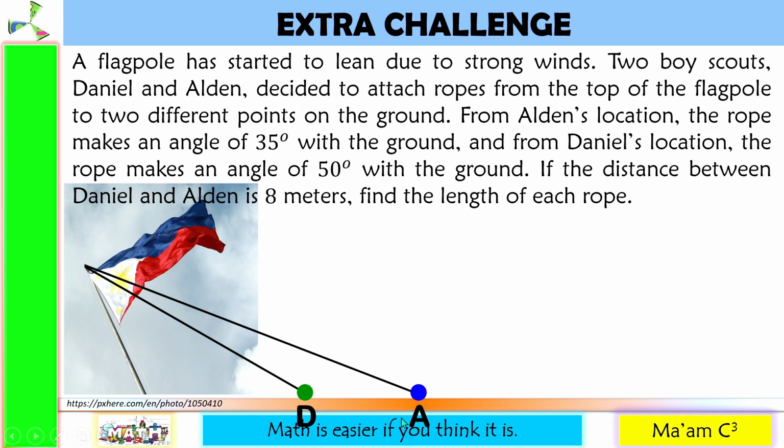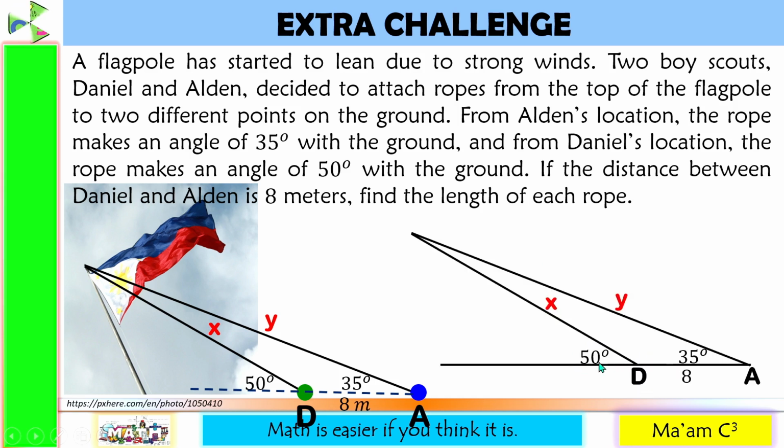Let us create our imaginary horizontal line. So again, this one is the bigger angle. So this is 50 degrees. And this one is 35 degrees. Now, Daniel and Alden are 8 meters apart. We are asked to solve for the length of the two ropes. So let us say this is rope X from Daniel and this one is rope Y from Alden. Let me create a free body diagram here.